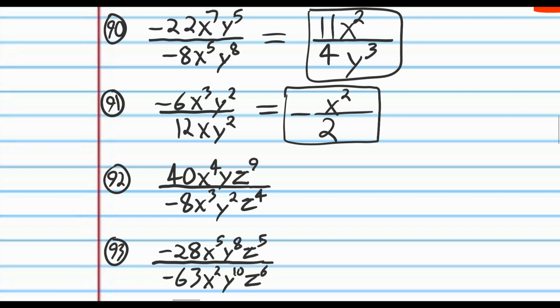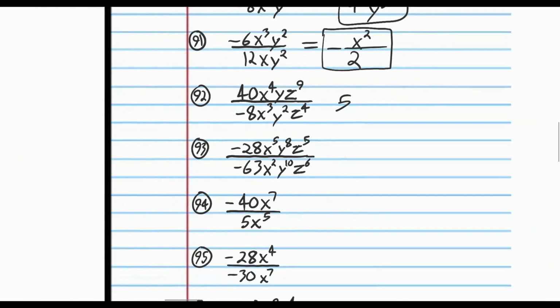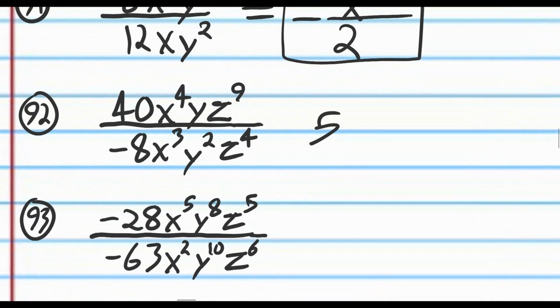All right, number 92. We have 40 divided by negative 8. Now that's going to give us a whole number. 40 divided by 8 is 5. And a positive divided by a negative is a negative. So that's going to be negative. Whoops, I got to put my equal sign here.